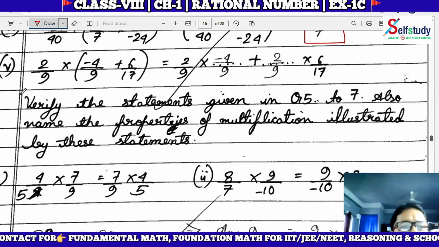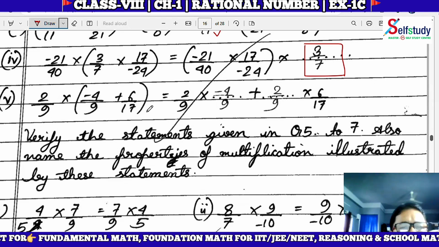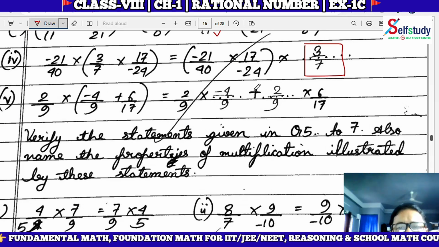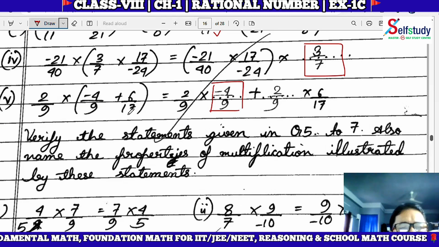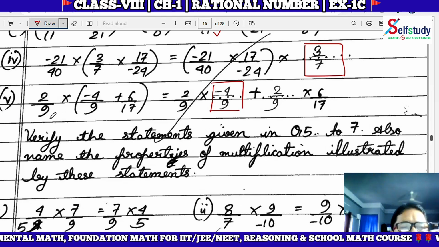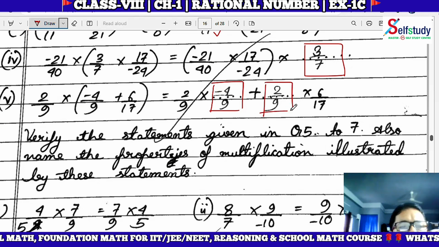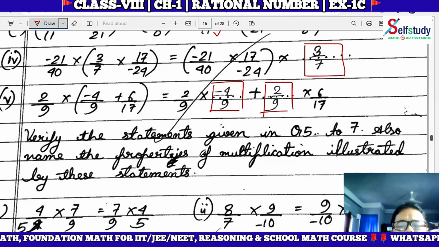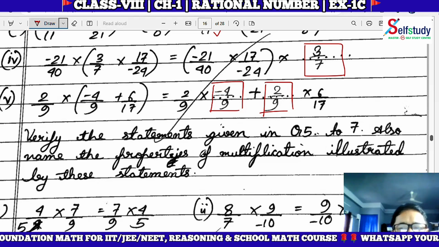Okay, 2/9 into this, so this is distributive law of multiplication over addition, and 2/9 into -4/9 plus 2/9, so here -4/9 according to the distributive law of multiplication over addition. This into this plus this into this, right? And here 2/9 you have to fill. Next, verify the statement given in question numbers 5 to 7. Also name the property of multiplication illustrated by this statement.